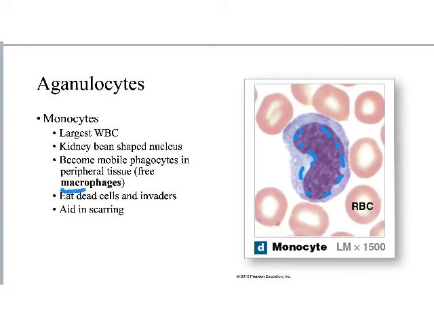And macro just means big, and phages means eaters. So they're big eaters. And so they're really important for going around and eating bacteria and eating dead tissue that's been left behind.